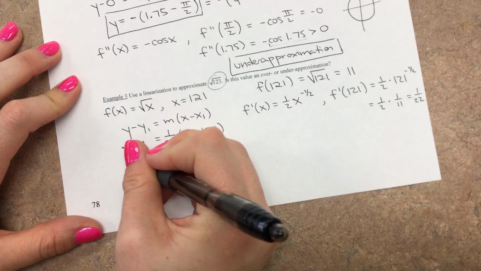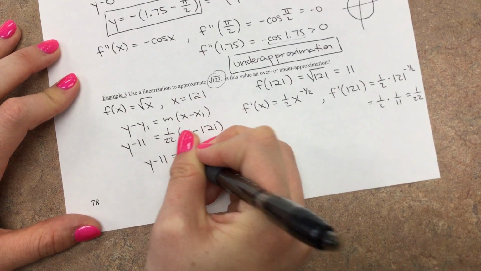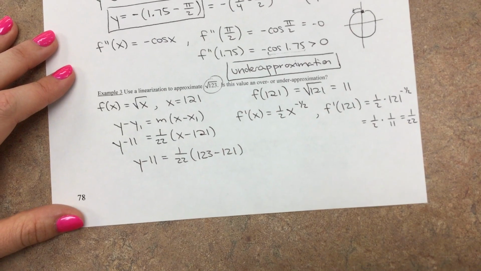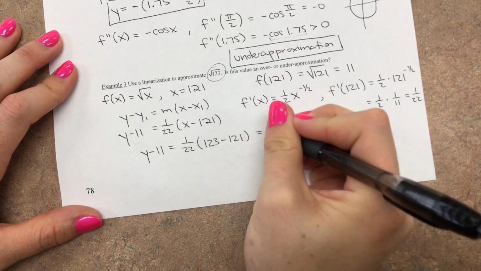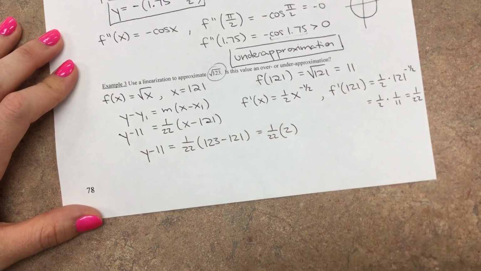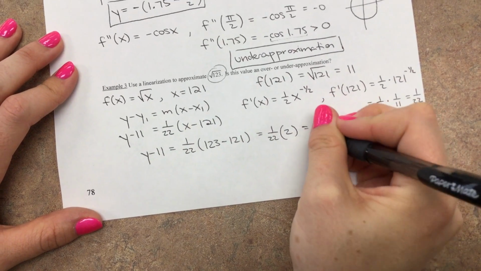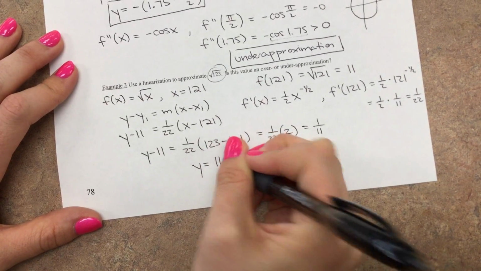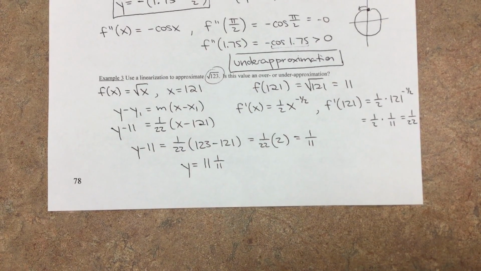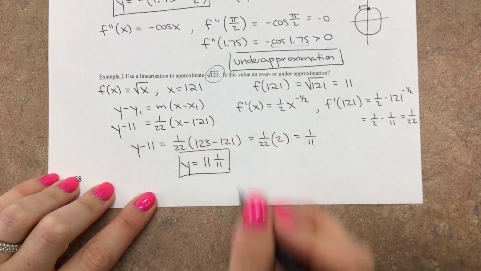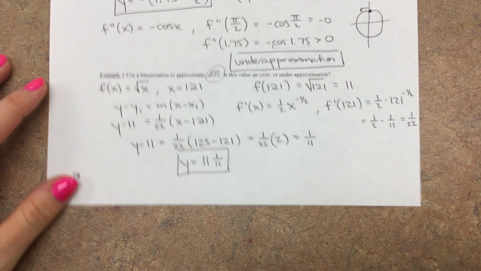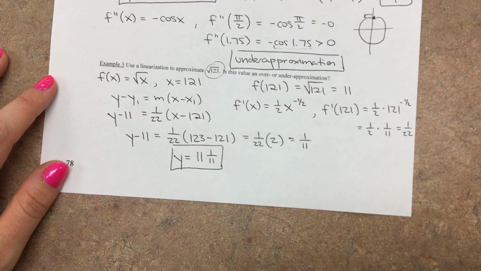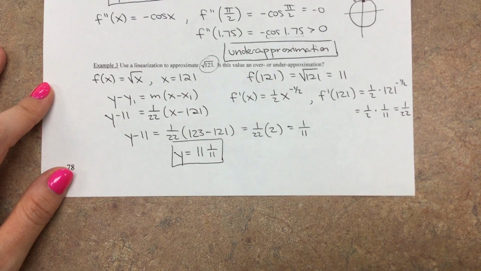Okay, so to get the actual approximation that we're looking for, we plug in 123 for x, which is relatively close to the point of tangency. We've seen some that are a lot closer. So this will have 1/22, and then when I subtract this, I get 2. So of course this simplifies out to be 1/11. So when I add that 11 to the other side, I get 11 and 1/11 would be my approximation. So that's the first part, actually finding the approximation. And then of course, just like the other two, I'm going to ask, is this value an over or under approximation? You find the second derivative, check the concavity, and then you can answer that question.